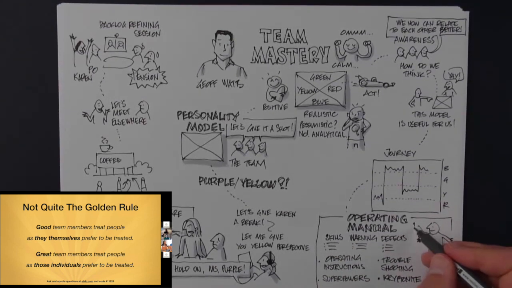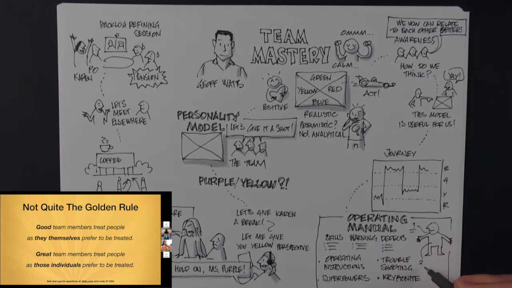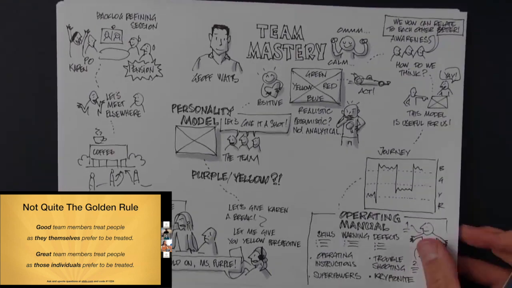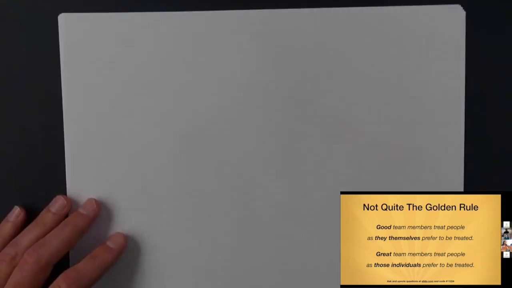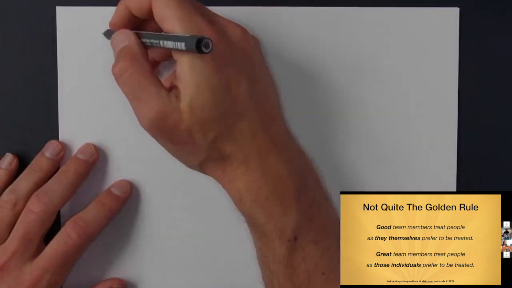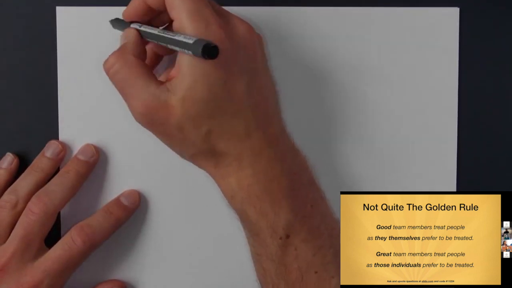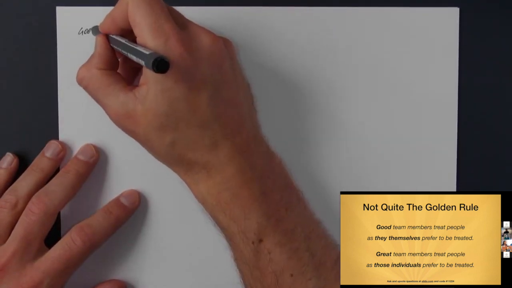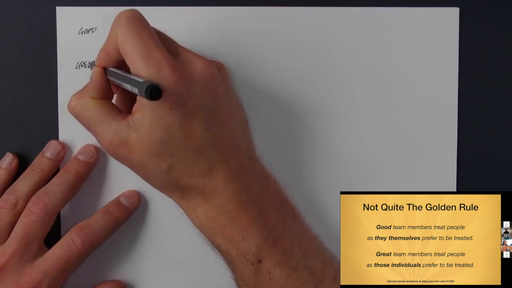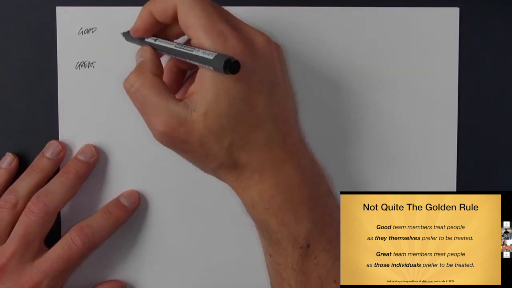But what I found with the great teams is that they don't treat people as they want to be treated. They treat people as those people want to be treated. And it's a subtle difference, but it's quite a powerful difference. Finding out what works for your teammates and then playing to those preferences rather than playing to your own is a massive difference between the good teams, just in my experience, and the great teams.